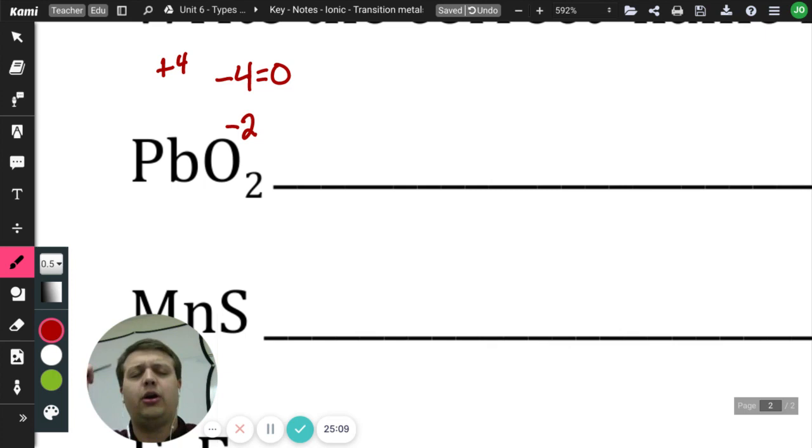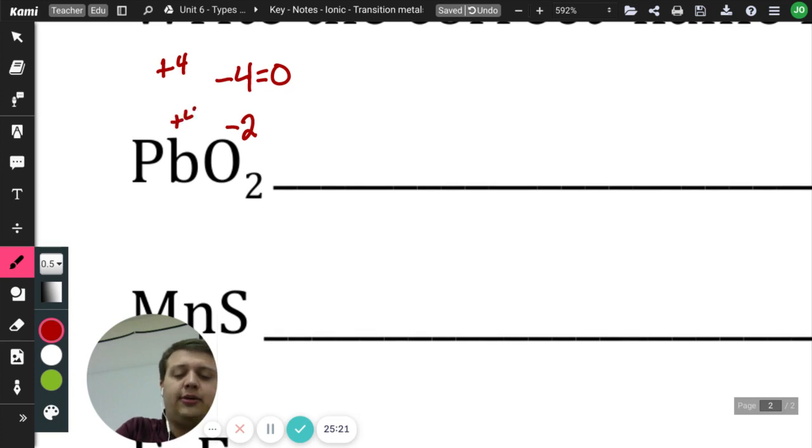So I look and I say, okay, well, I have 1 lead and I want its total charge when it's all said and done to equal +4. So what does lead's charge have to be? Well, lead's charge has to be a +4. Okay, so now I know what its charge is, so now I can write its name.